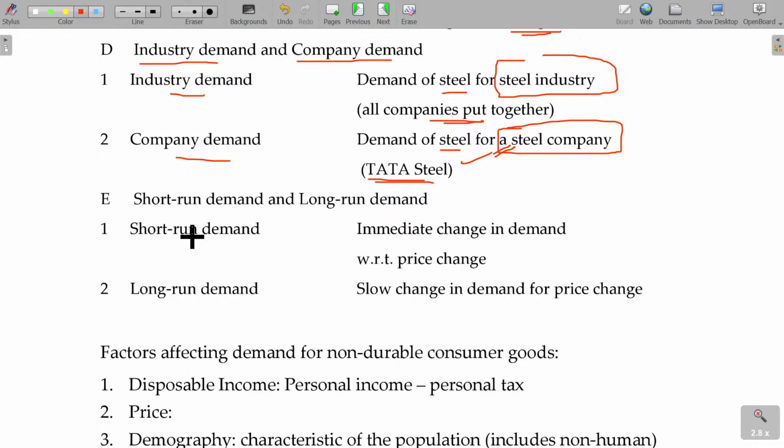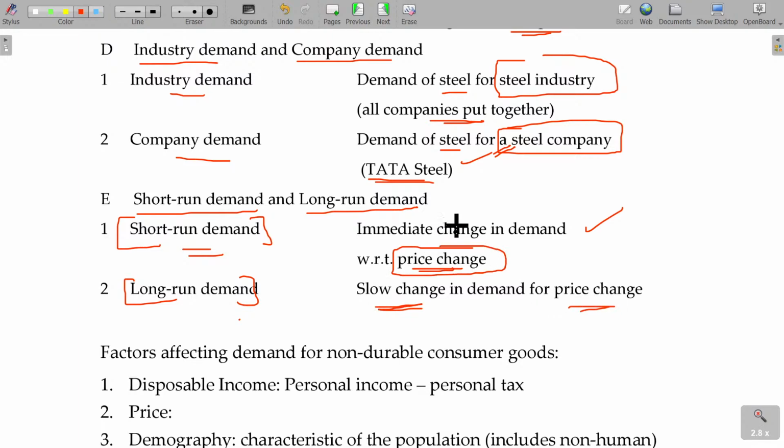And the demand can again be classified as short-term demand and long-term demand. Short-term is immediate, right? Within one year, how many units are needed? Immediate change in demand, usually with respect to the change in price. And in the long run, there is a slow change in demand for a price change. Whatever change happens in the price, there will be an impact on the quantity demanded immediately. That's called short-term demand change.